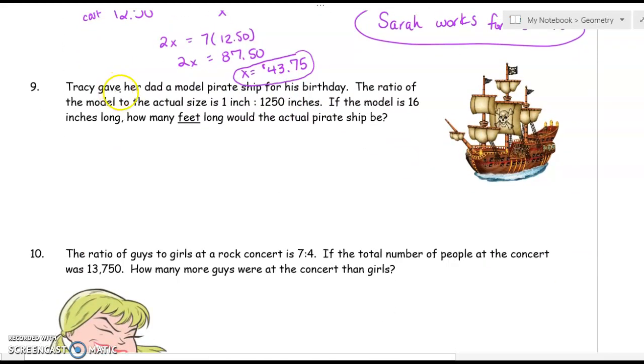Number 9, Tracy gave her dad a model pirate ship for his birthday. The ratio of the model to the actual size is 1 to 1250, 1 inch to 1,250 inches, big difference. If the model is 16 inches long, how many feet long would the actual pirate ship be? We'll worry about the feet in a little bit. So here's what we've got.